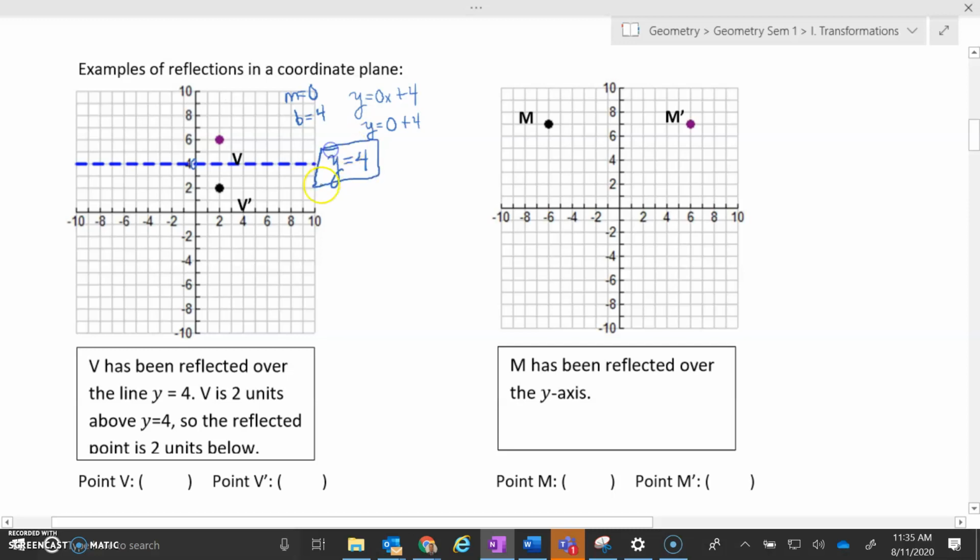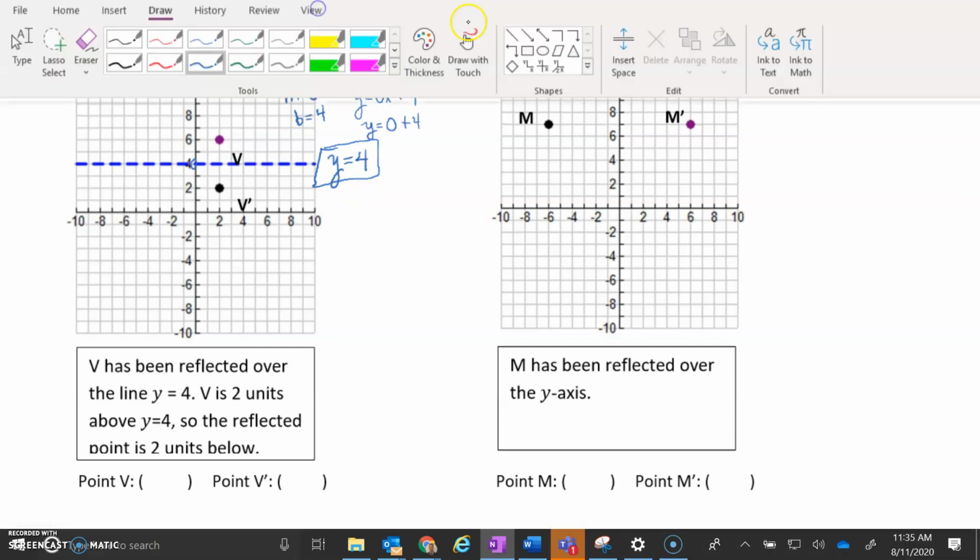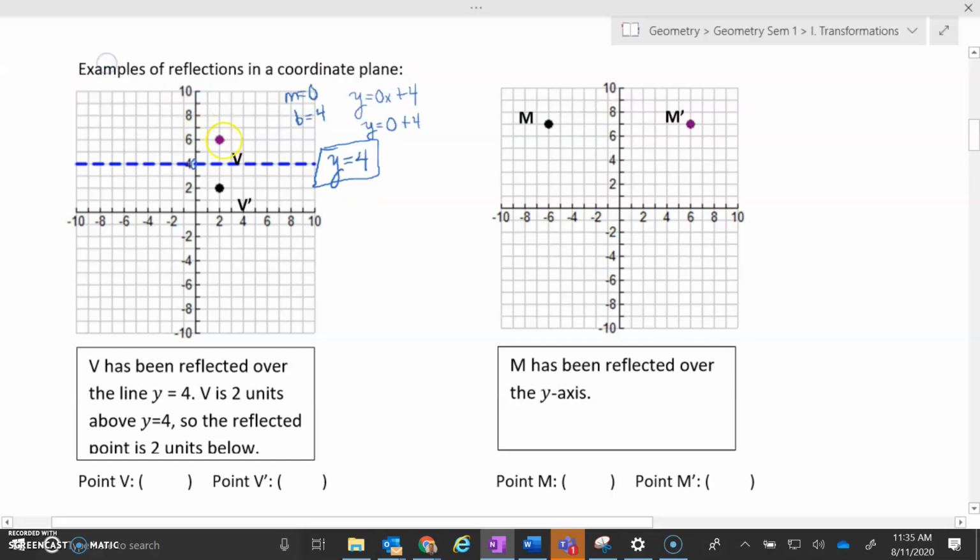All right, maybe that's too much work for you being an algebra graduate, but this is still early in the semester, so we're walking through some of these ideas that you have already. So anyway, let's look at point V. Point V is at 2, 6, but point V prime is at 2, 2.